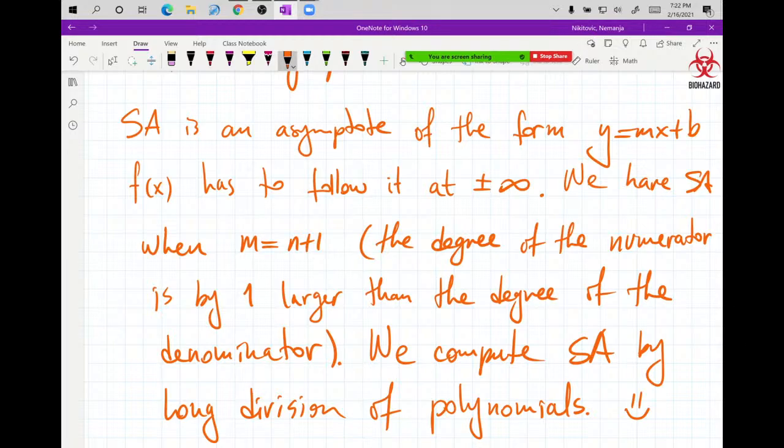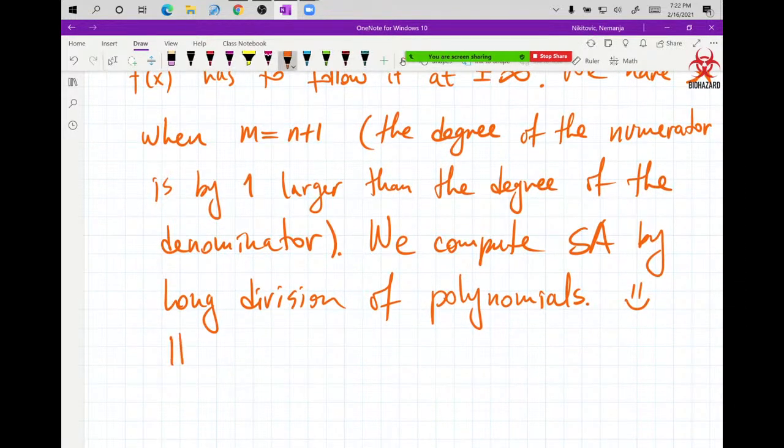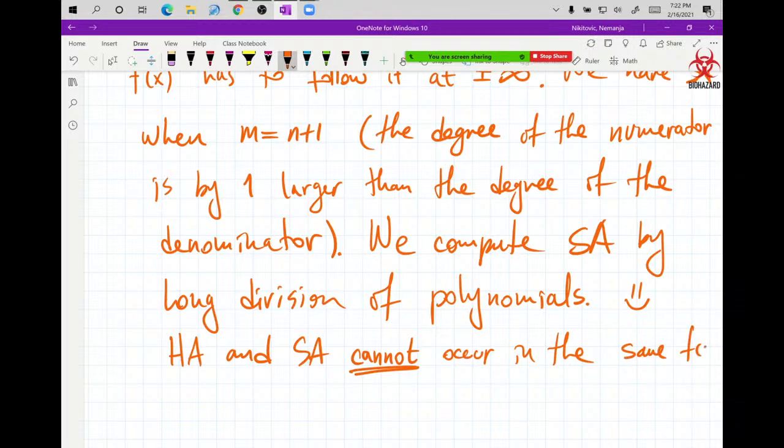We have 3 different types of asymptotes. Maybe it's worth also mentioning that HA and SA cannot occur in the same f of x. They're what you would call mutually exclusive. So if you have one, you cannot have the other. You can have neither, that's fine, but you can never have both of them. So it's one or the other or neither of them, but you can't have both. All right.